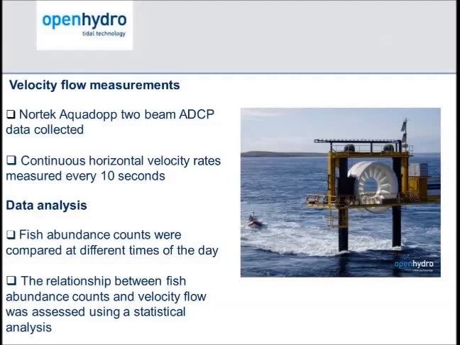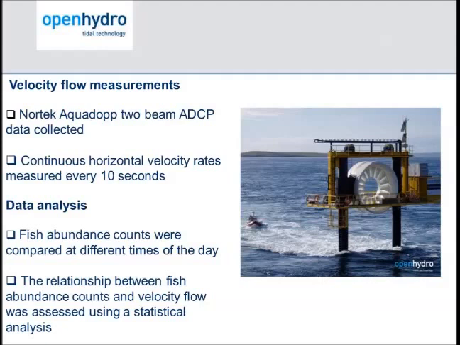Now, the turbine is in an area where it faces both north and south, and we had an ADCP pointing in both directions, so we could look at upstream and downstream velocities. That helps us with both the hydrodynamic analysis, but also in terms of understanding the tides around that turbine. So we're using what's known as a Nortek Aquadopp 2-beam ADCP. It allowed us to have continuous horizontal velocity measurements every 10 seconds. So this gives us a very dense data set in order to assess tidal flows around the particular turbine.